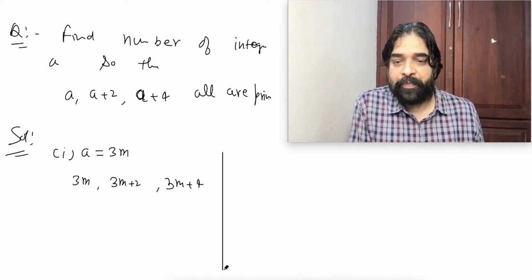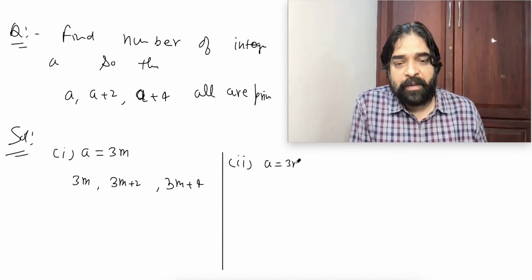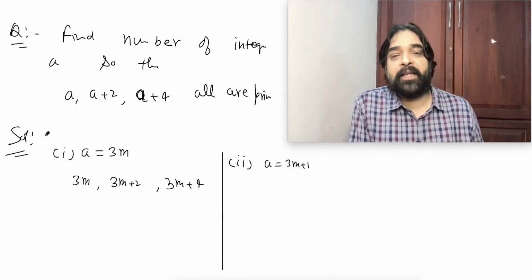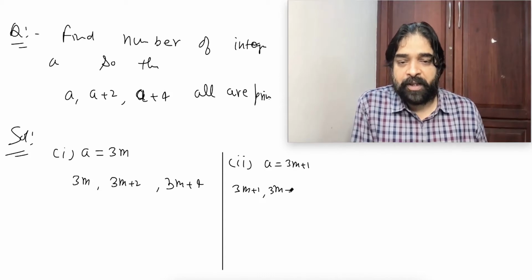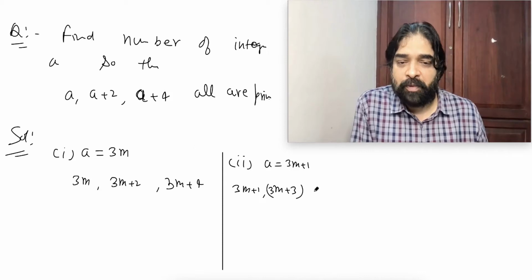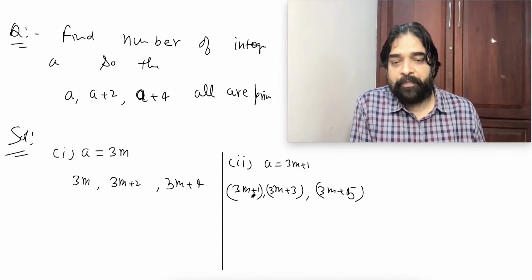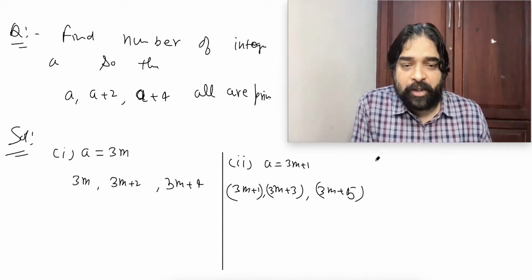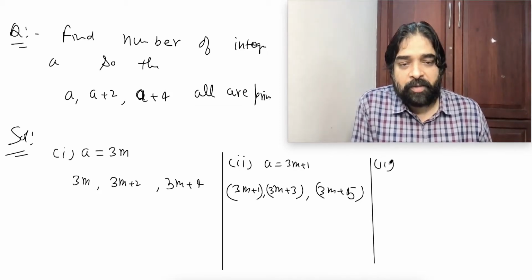Second case, A may be 3m plus 1. If A is 3m plus 1, how will these numbers be written? 3m plus 1, 3m plus 3. Why 3m plus 3, sir? Because A plus 2 means 3m plus 1 plus 2. And then 3m plus 5, sorry. Carefully watch. Okay. We'll come back.